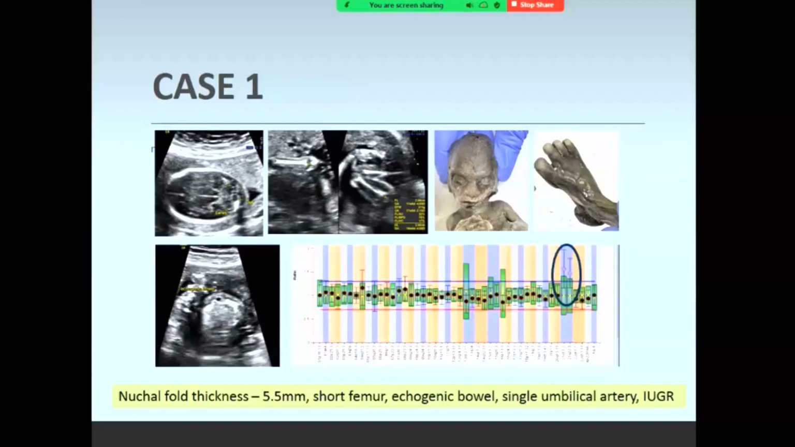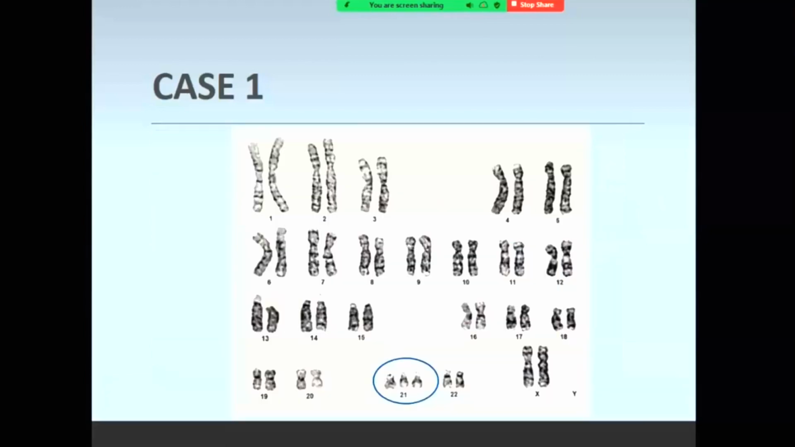Down syndrome. Okay. So in this case, we had done MLPA, and here you can see that these dots are above the rest of the dots. So this is suggestive of trisomy 21. On karyotype also, we see that there are 3 chromosome 21, which is suggestive of trisomy 21.